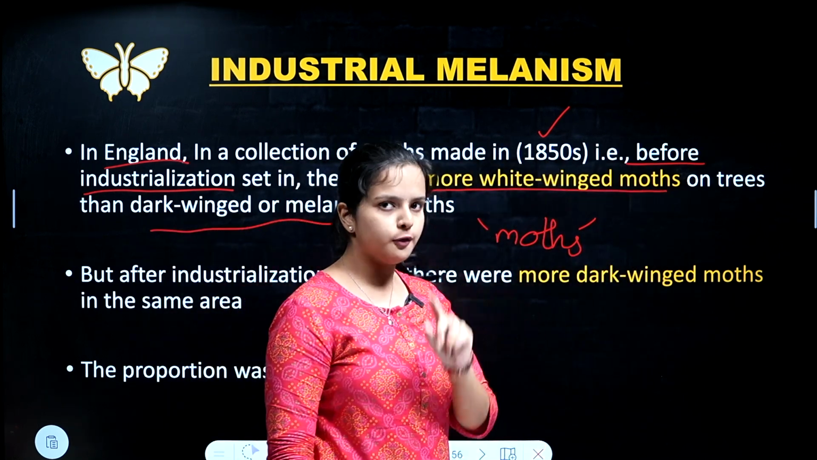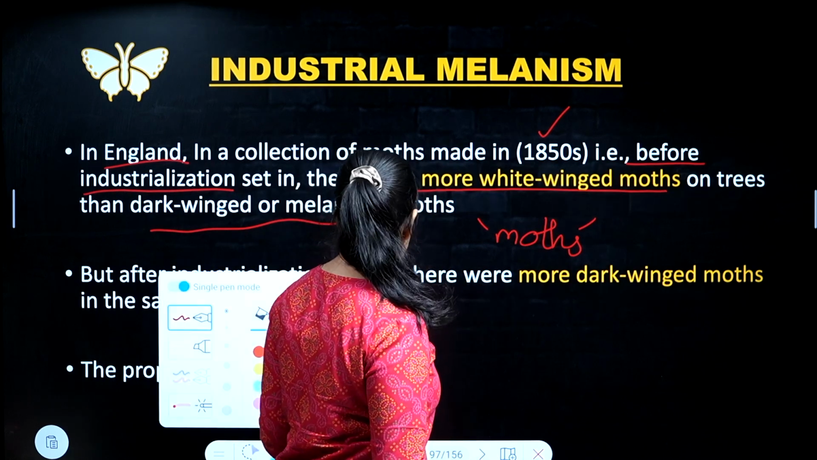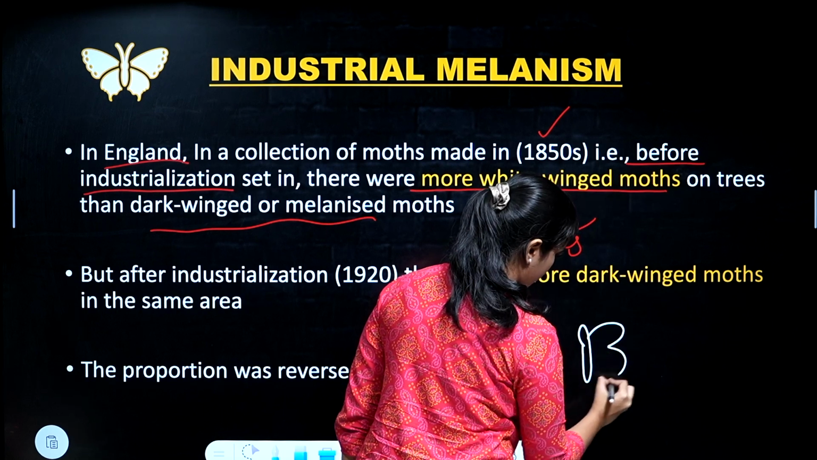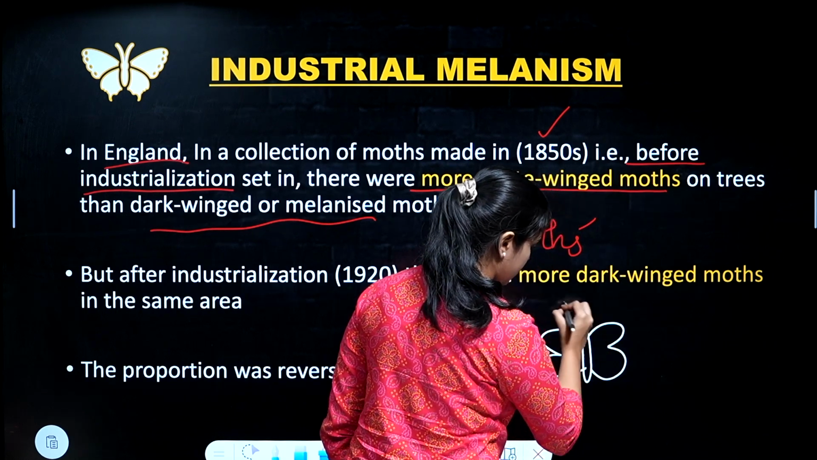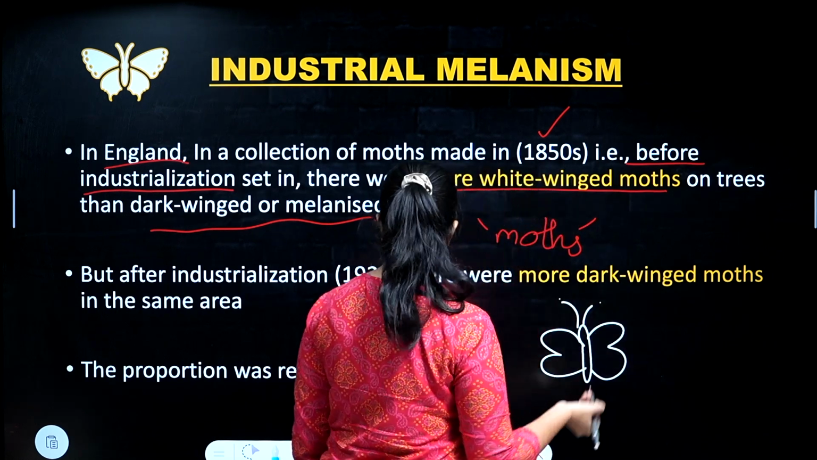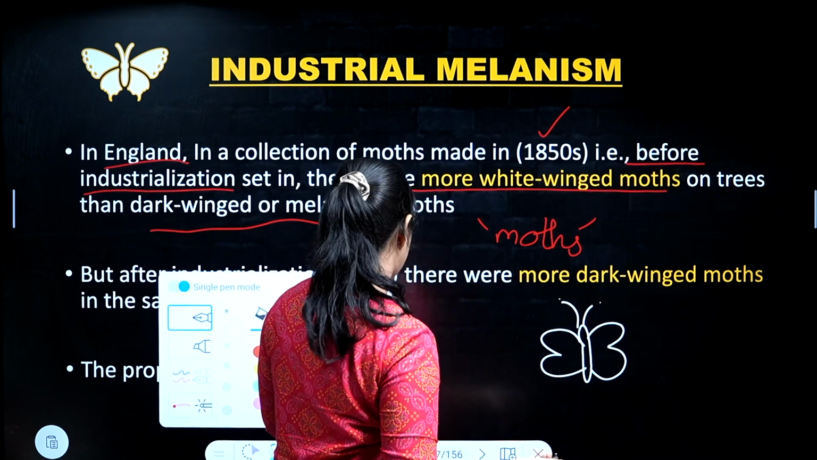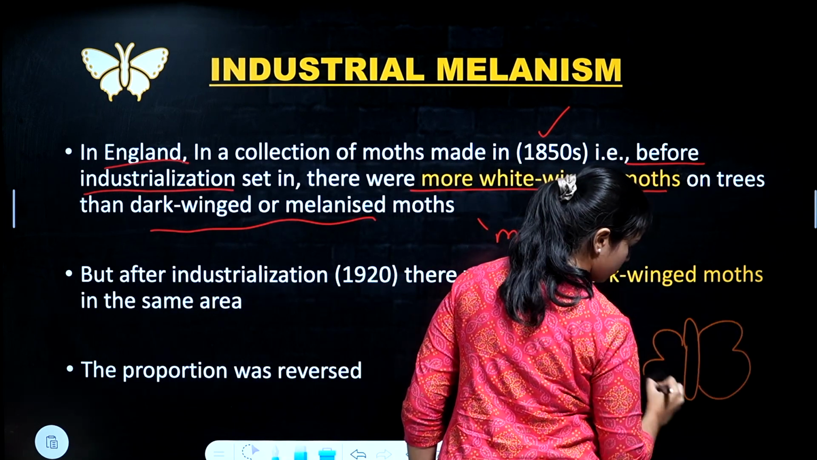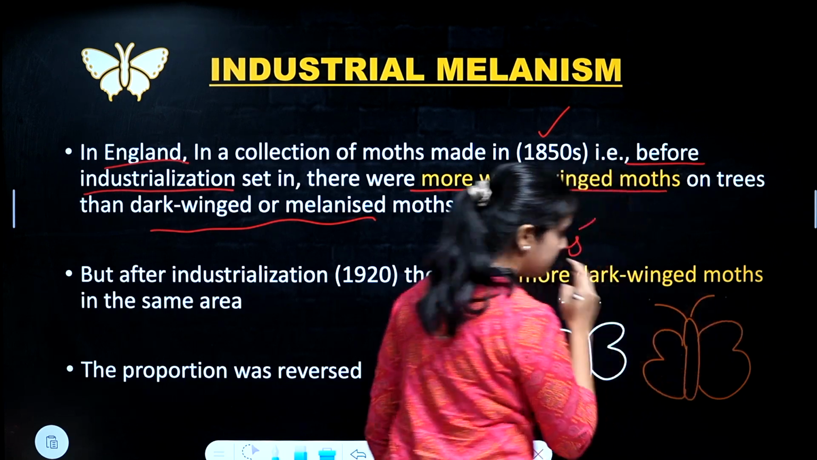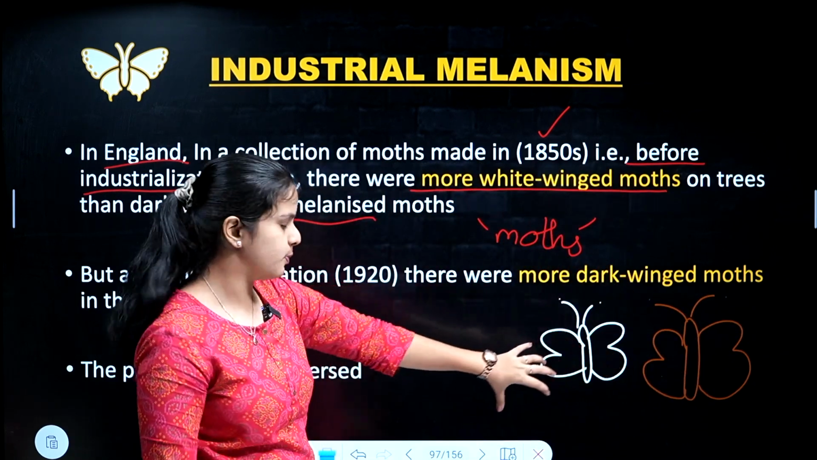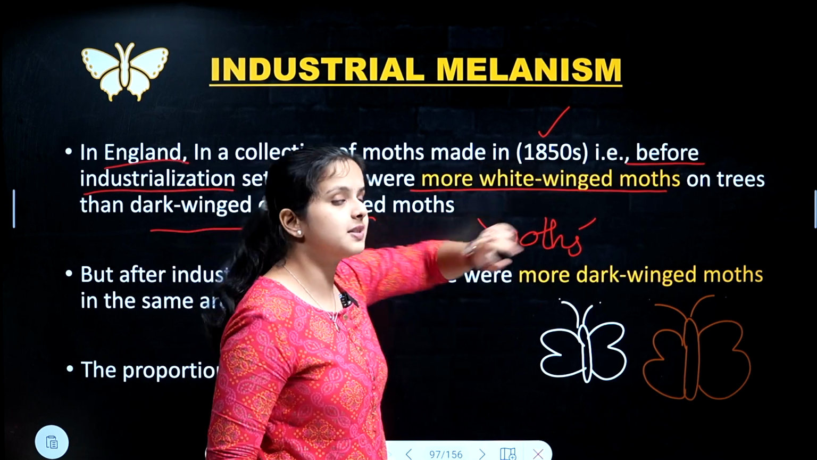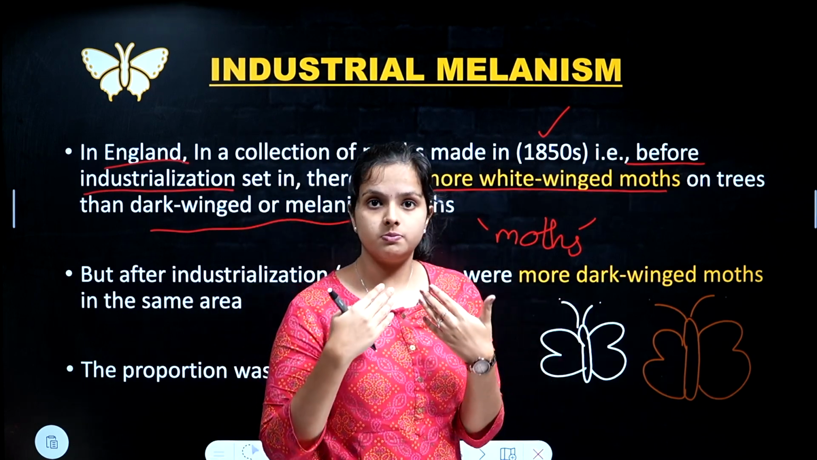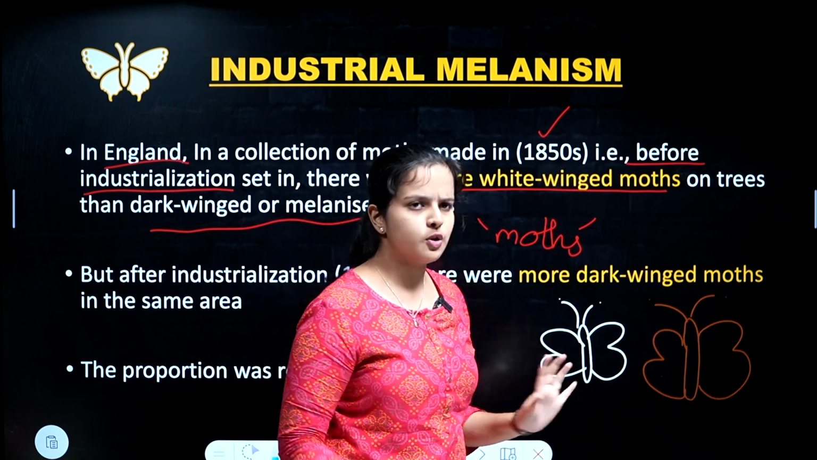Actually, moths are usually of two types. The first one is white-winged moths, and then you have the dark-winged or melanized moths. These are the two types of moths that you have in general. So when we took a collection of these moths in the 1850s, before industrialization, the white-winged moths were the majority, and dark-winged moths were not there.